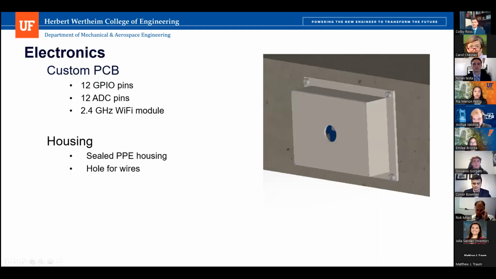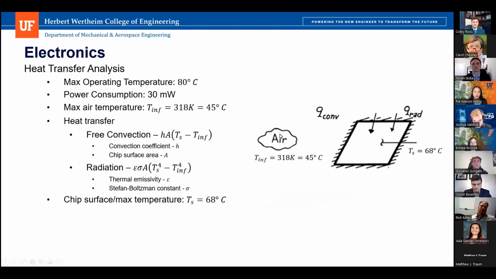Our custom PCB will have 12 GPIO pins, 12 ADC pins, and a 2.4 gigahertz Wi-Fi module, which is common for IoT devices. We need 12 GPIO pins for the 12 solenoid valves and 12 ADC pins for the 12 sensors that we have. Our electronics housing is made out of PPE and it's sealed, and the hole is actually for the wires.